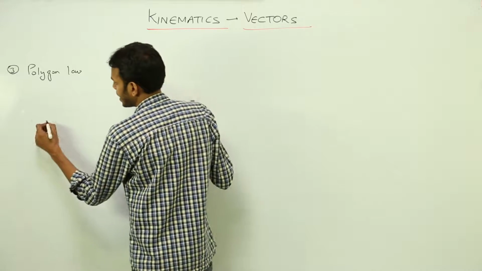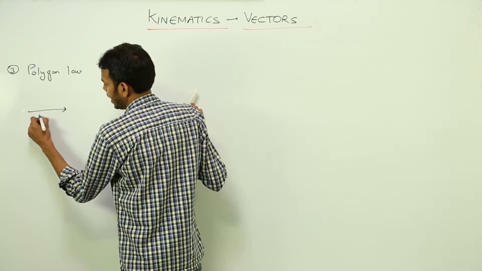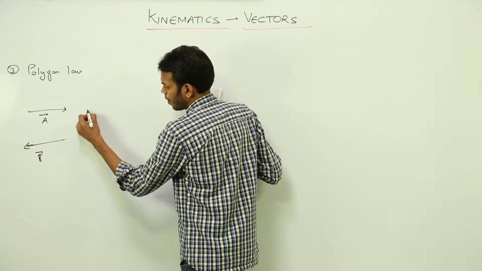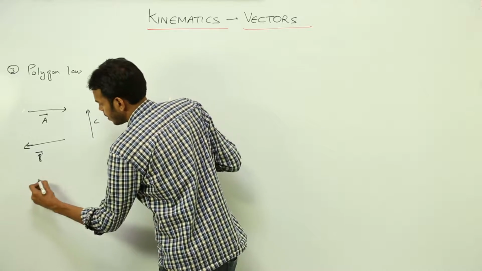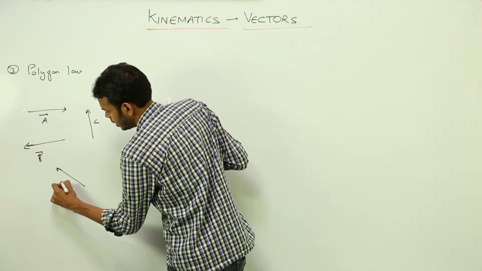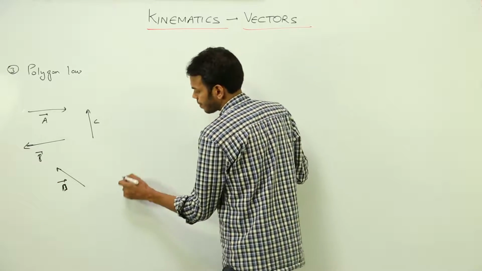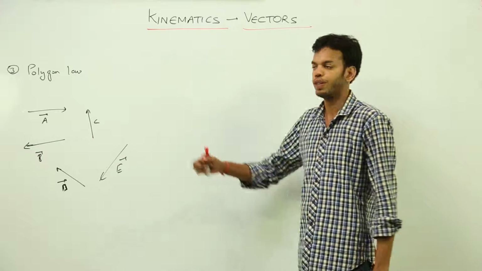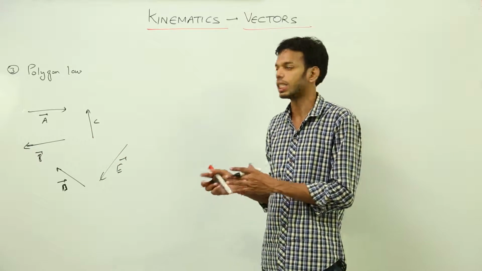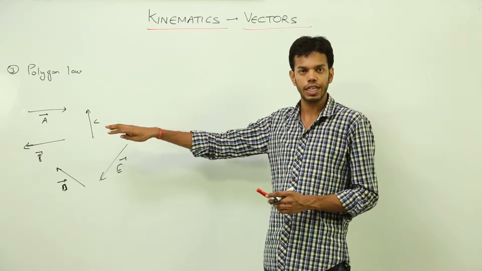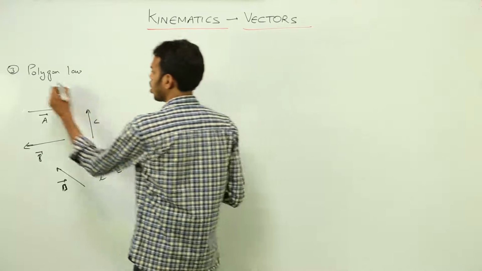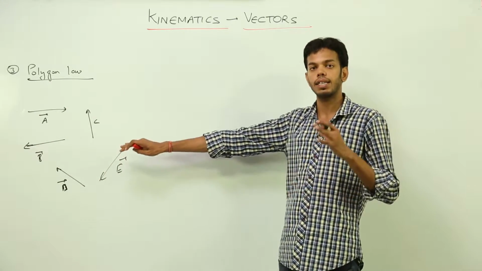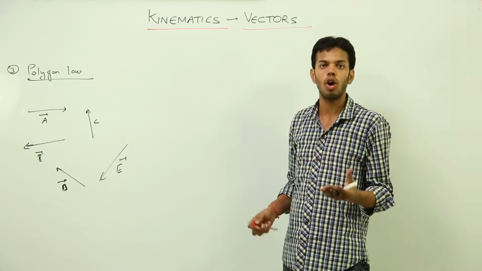For example, consider these vectors: vector A, vector B, vector C, vector D, vector E. These are 5 different vectors which are acting at different points. But if I have to add all these vectors, according to this law, if n vectors are to be added, then they can be taken as n consecutive sides of a regular or irregular polygon.